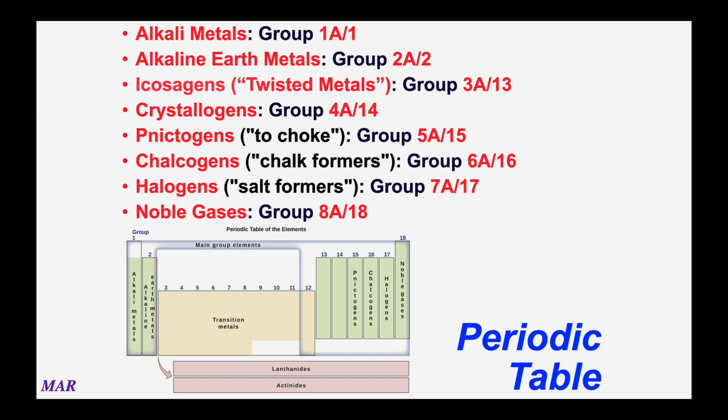Very important. And the noble gases in group 8A are also important too. Those are on the far right. So please know alkali metals, alkaline earth metals, halogens, and noble gases, but the rest of them you can totally ignore.